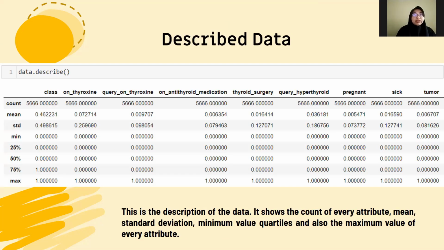Okay, and this is the description of the data. It shows the count of every attribute, mean, standard deviation, minimum value, quartiles, and also the maximum value of every attribute in the dataset.